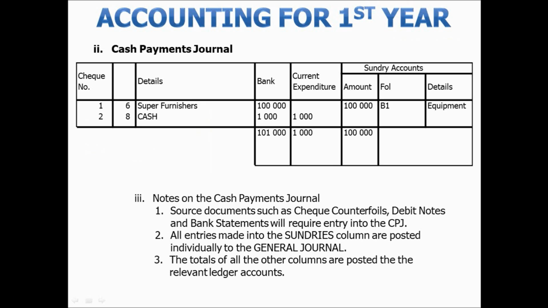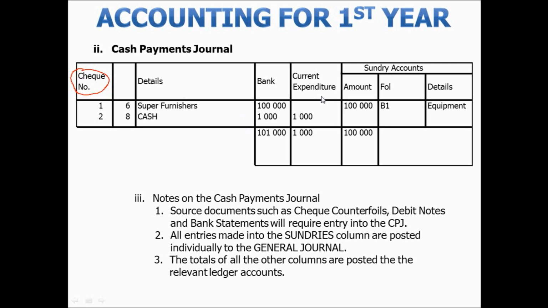Next, let's have a look at the cash payments journal. In the following table, you should notice a few differences from the cash receipts journal, namely the following. Firstly, instead of a receipt number column, we will have a check number column. Then you will notice the missing analysis of receipts column, and that the current income column has now changed to the current expenditure column.